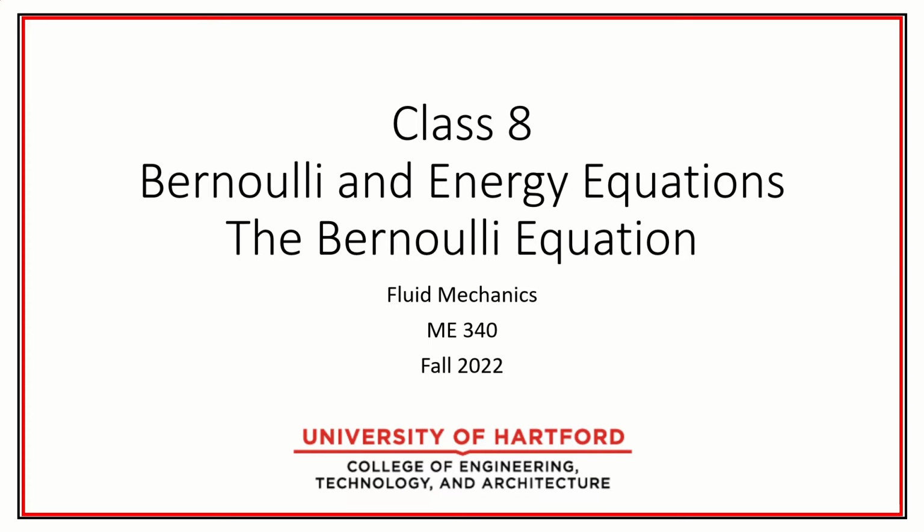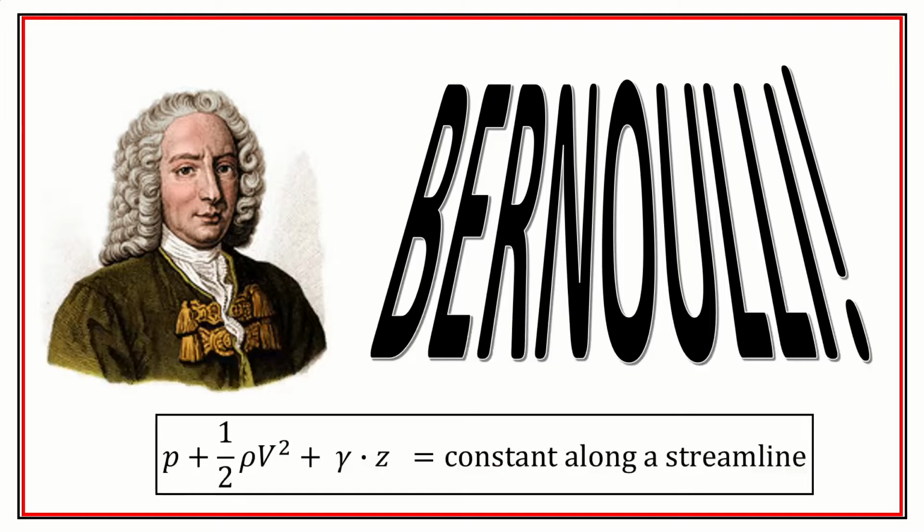We're in class 8. We are entering the Bernoulli and energy equations, and I believe this is chapter 5 that we've just started. And this is the big one, Bernoulli. Daniel Bernoulli came up with this equation in 1738. It may not look exactly like this, but something along those lines. The big idea is that the pressure plus 1/2 the density times velocity squared plus gamma, the specific weight, times the height, the vertical distance, is going to be constant along a streamline.